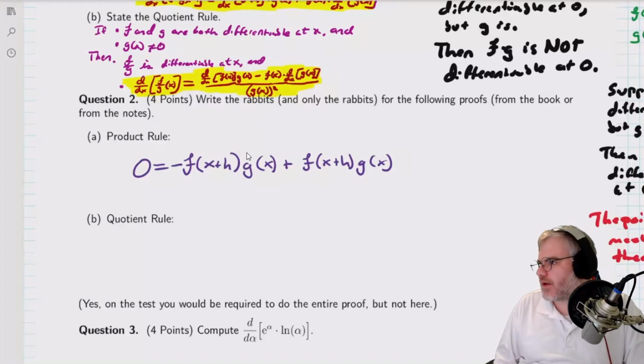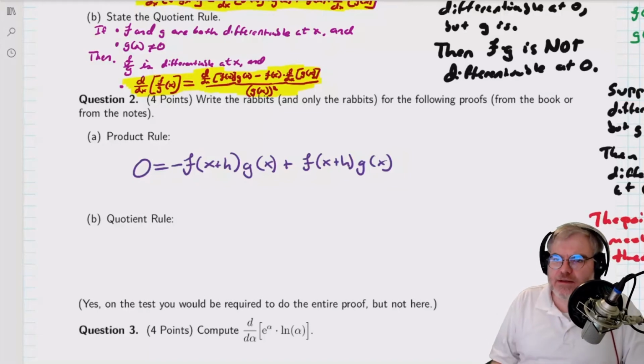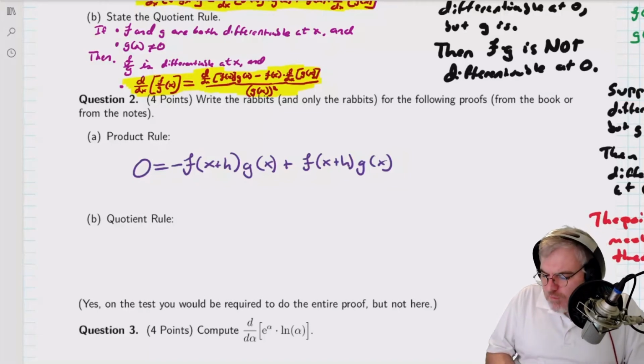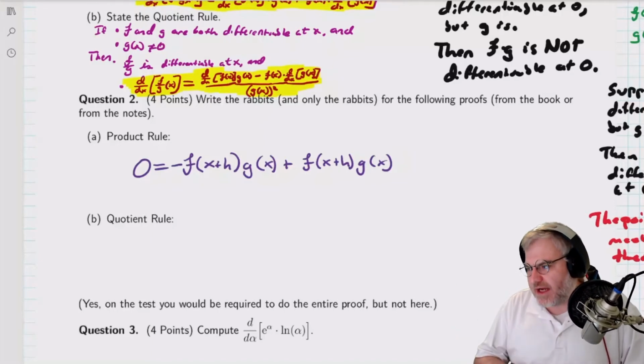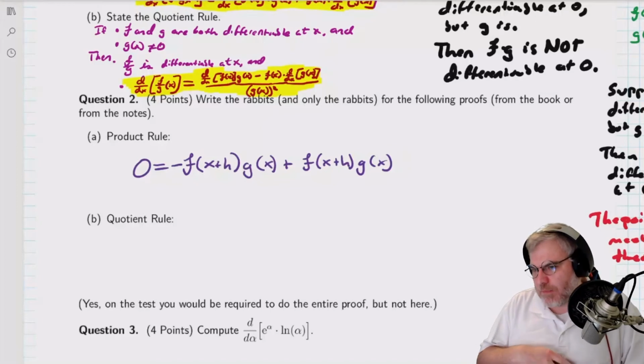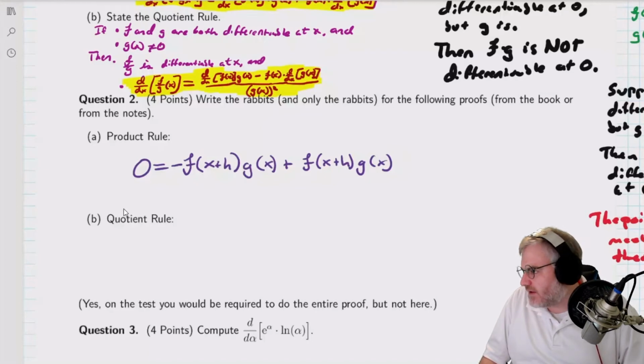Oops, that's the wrong one. This is the one I want. Well, no, you don't have to set it equal to 0, but the point is that it is 0. You're adding 0. That's the point. But yeah, just the statement, the negative f of x plus h, g of x plus f of x plus h, g of x is fine. I'm on board with that.